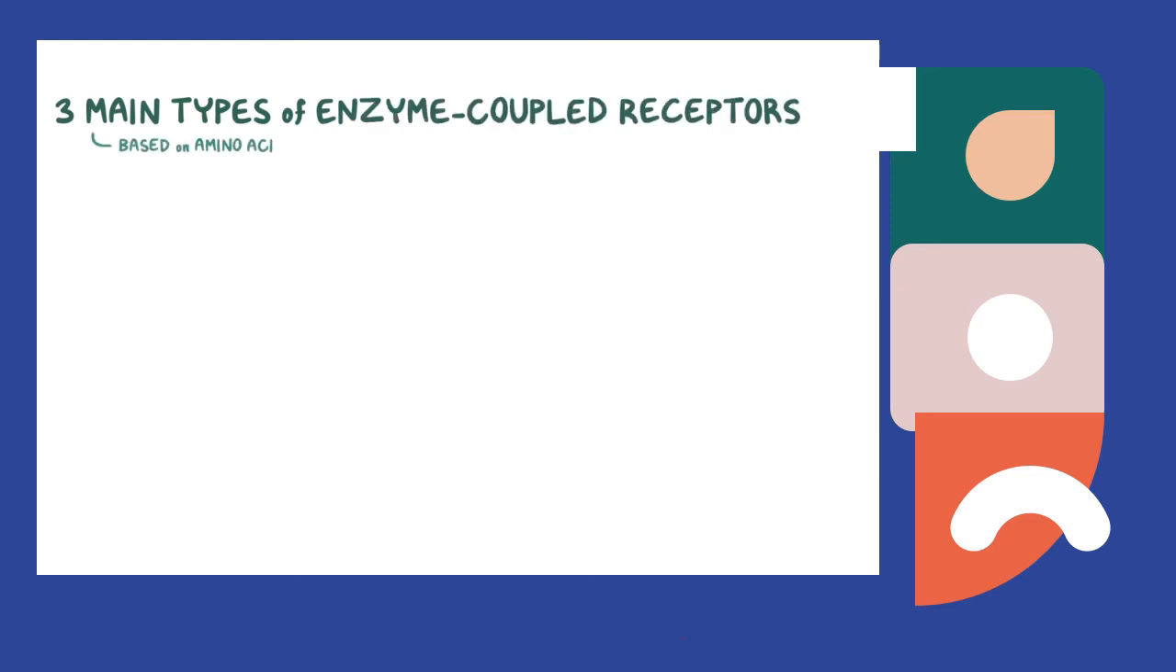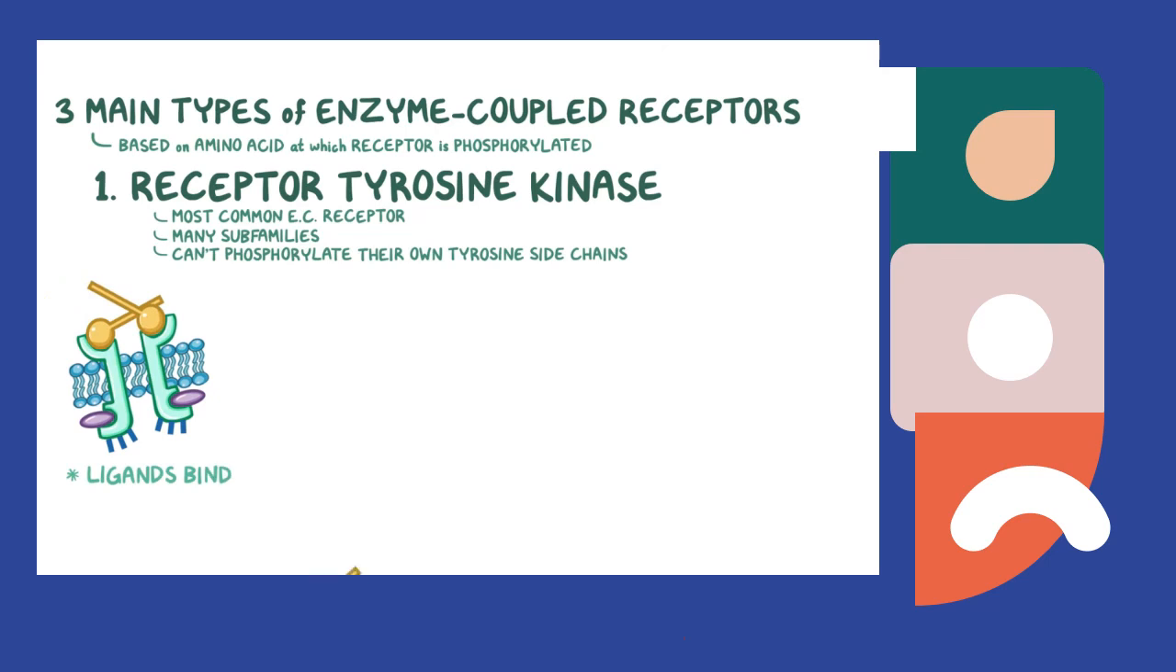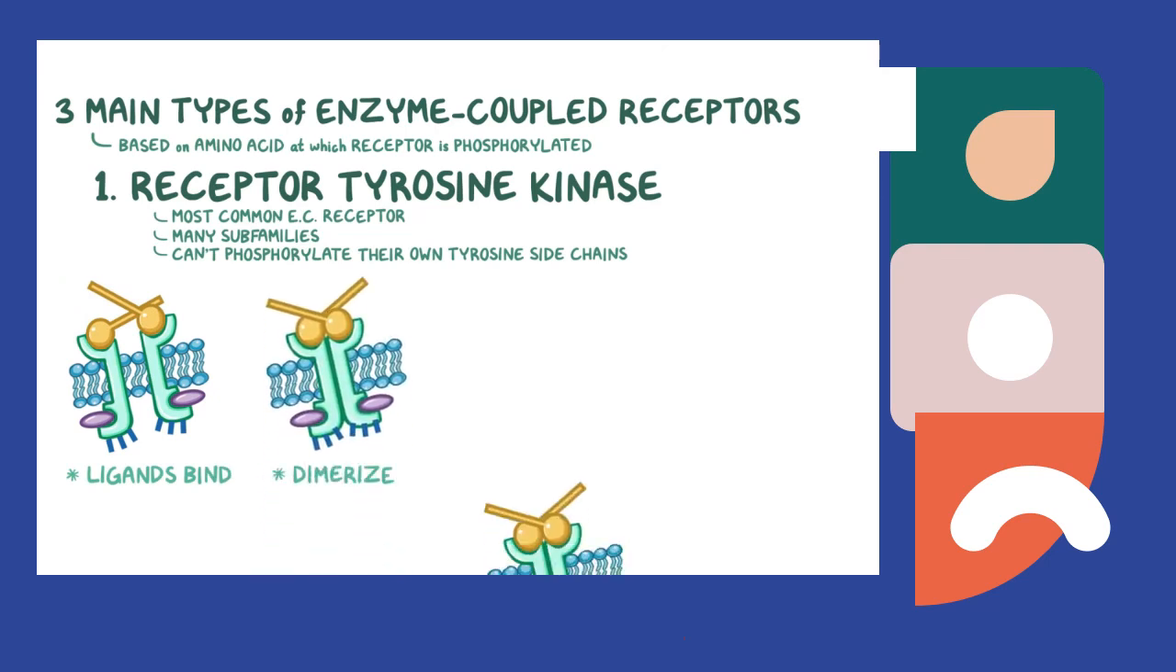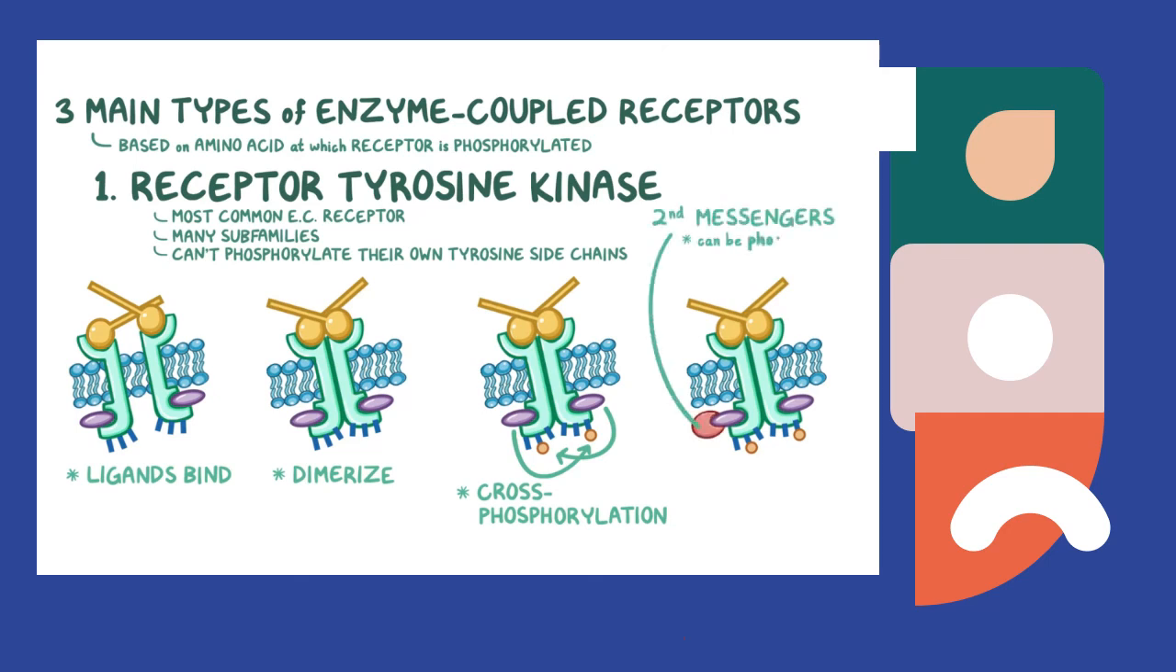Now, there are three main types of enzyme-coupled receptors, based on the amino acid at which the receptors get phosphorylated. The first group are the receptor tyrosine kinases. These are the most common enzyme-coupled receptors, and there are many subfamilies. Receptor tyrosine kinases are generally molecules that can't phosphorylate their own tyrosine side chains. When a ligand binds, two receptor chains come together and dimerize, and they cross-phosphorylate one another at multiple tyrosine residues. This triggers a conformational change that creates high-affinity binding sites for the second messengers, which can also be phosphorylated and activated, triggering the signaling pathway.